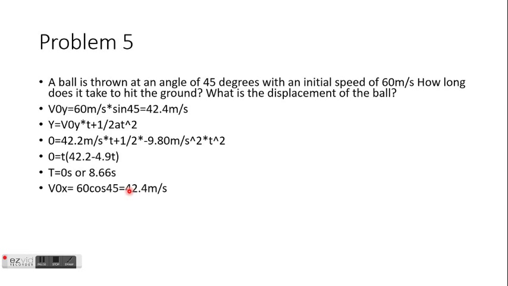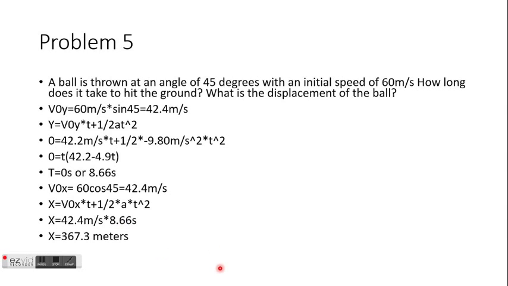And so then you plug that in, so you find the initial velocity in the x direction, which is 60 cosine 45, 42.4. Times that by the time, so 42.4 meters per second times 8.66 seconds gives you that the displacement in the x direction was 367.3 meters. So there you go. How long? It was 8.66 seconds, and the displacement was 367.3 meters. Okay, let's move on to the next problem.